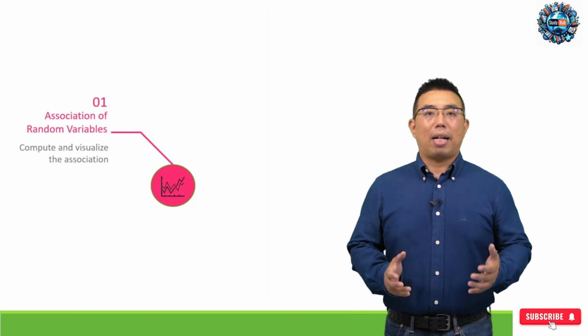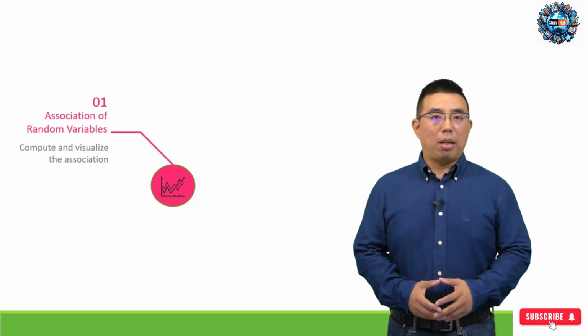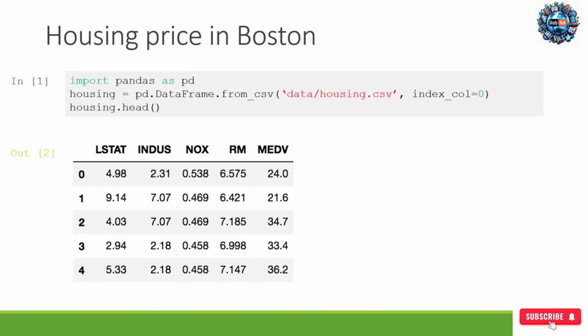In this video, we will discuss how to measure the strength of association between two random variables. Here's an example of housing prices. This data concerns housing values in suburbs of Boston. LSTAT is the percentage of the population classified as low status. INDUS is the proportion of non-retail business acres per town. NOX is the nitric oxide concentration. RM is the average number of rooms per dwelling. MEDV is the median value of owner-occupied homes in $1,000.